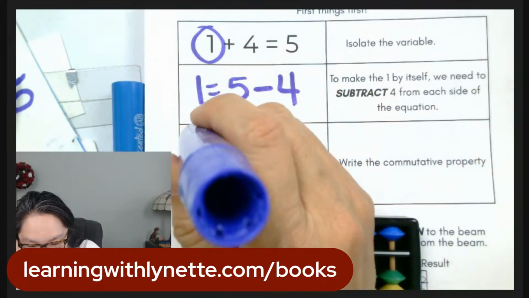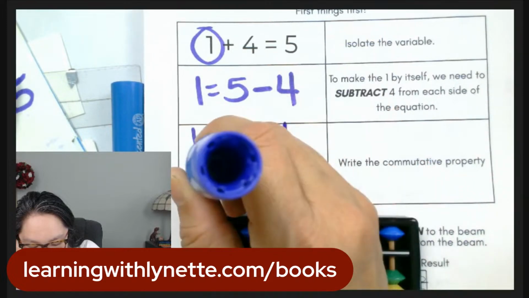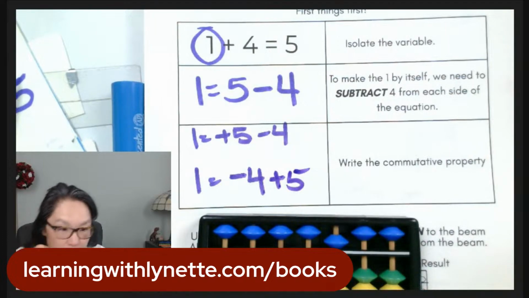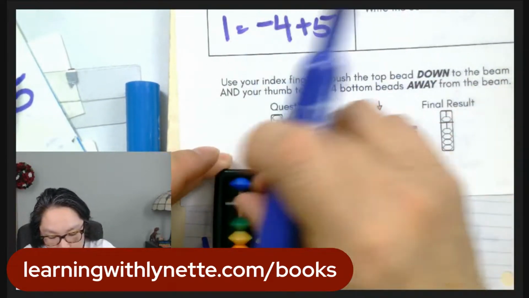Again, my commutative property is what? I do 1 is equal to plus the 5 minus 4, or I could do 1 is equal to minus the 4 plus the 5. So what are we going to do? We're going to do it again, just to make sure we understand.